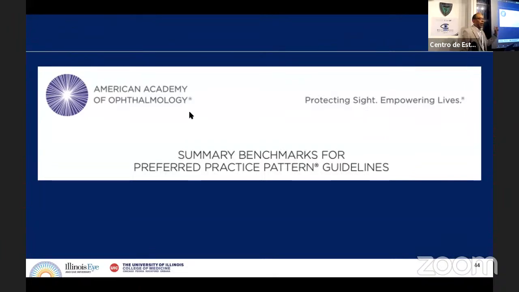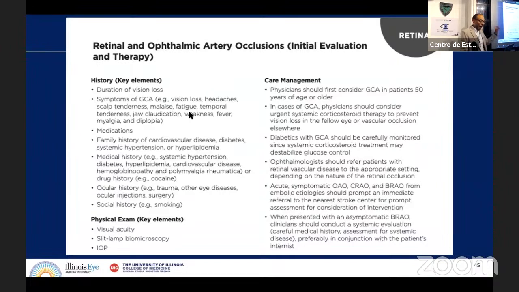And I want to point out this recommendation about treating CRAO, whether it's transient or fixed, as a stroke emergency, is not just coming from neuro-ophthalmologists. It's not just coming from neurologists. This is a preferred practice pattern in the US, at least, of the American Academy of Ophthalmology. And here it says, for retinal and ophthalmic artery occlusions, acute symptomatic artery occlusion from embolic etiology is an emergency, and these need to be treated as a stroke. Send it to the stroke center now.